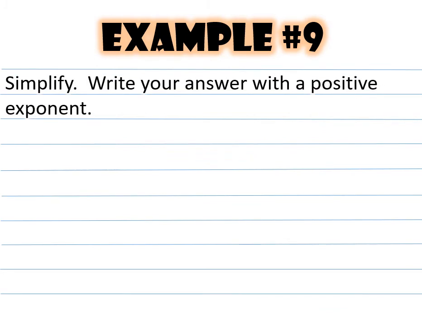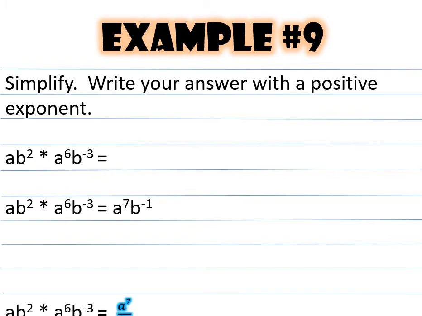Example number 9. Write your answer with a positive exponent. A times b to the 2nd times a to the 6th times b to the negative 3rd. What we end up getting is a to the 7th power and b to the negative 1st. Well, a to the 7th can stay where it is, but b to the negative 1st power needs to go as a denominator because it was negative. Now that we put it on the bottom, it's positive. The answer is a to the 7th over b.